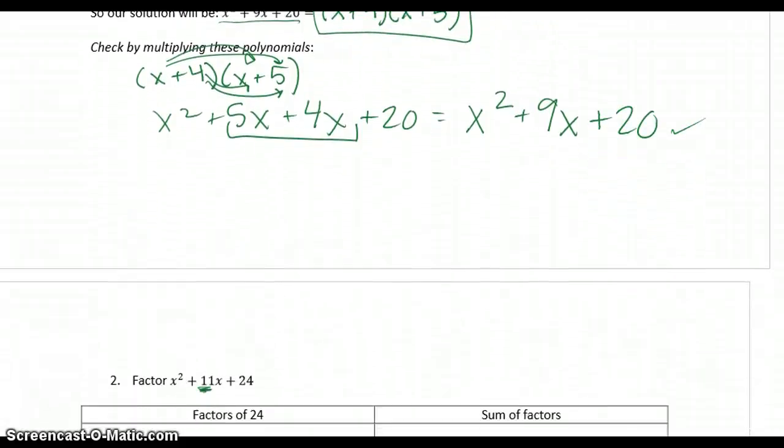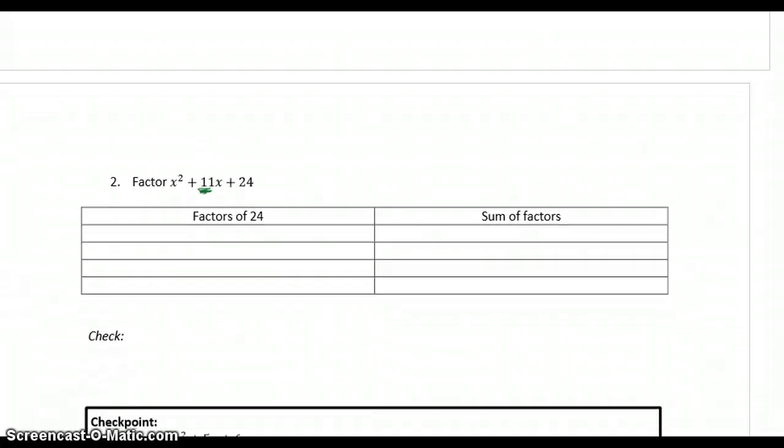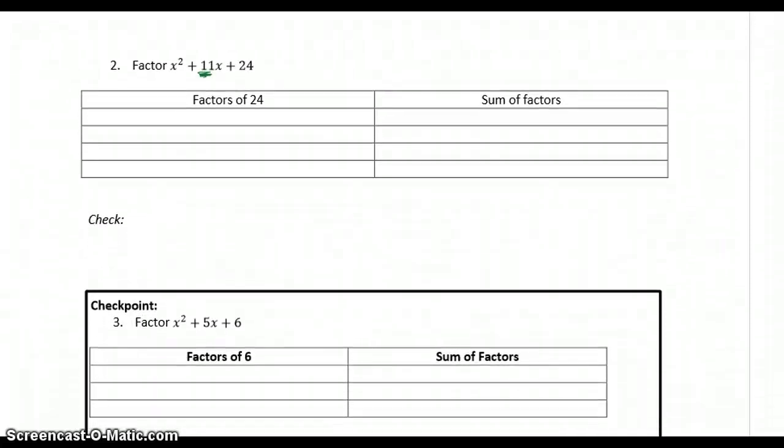Let's look at another example. Number 2 on the next page. It asks us to factor x squared plus 11x plus 24.